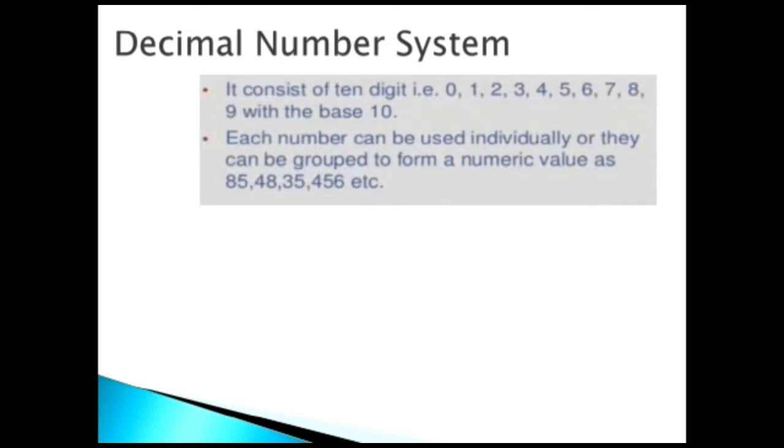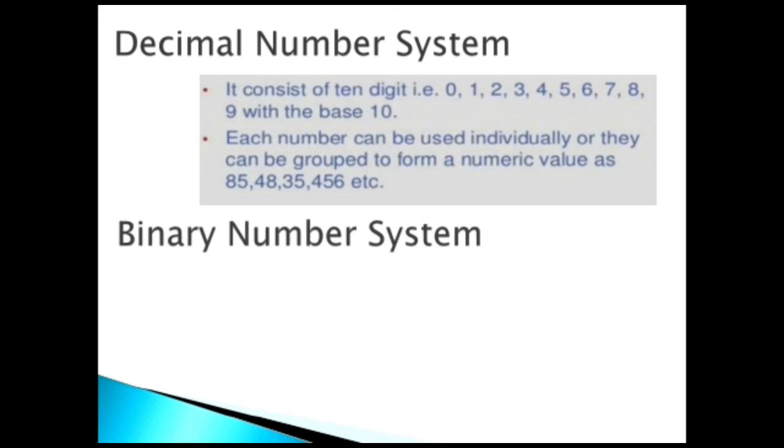Let us discuss the decimal number system. The decimal number system is a number system with base 10. This base is also known as radix. The 10 digits used to represent any number are 0, 1, 2, 3, 4, 5, 6, 7, 8 and 9.